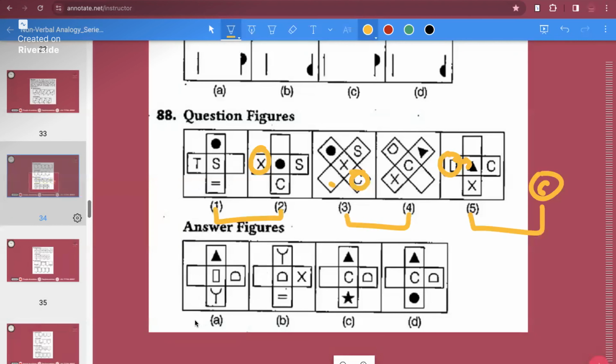Thank you so much, guys. Thank you so much for your help. So the dot came in center, and then the cross came to center. Then C came to center, and similarly, this rectangle will also come to center.